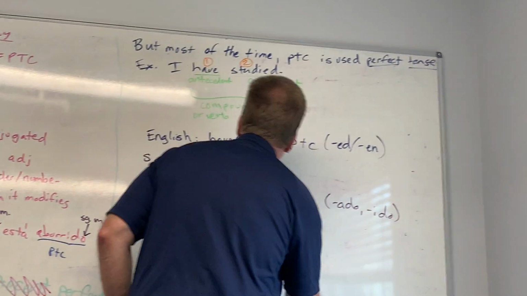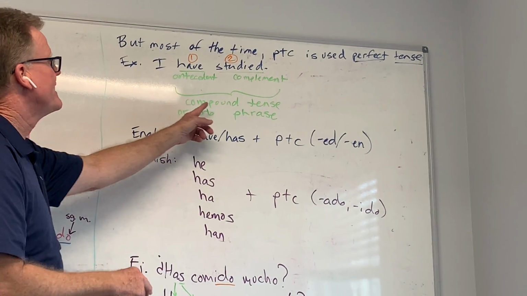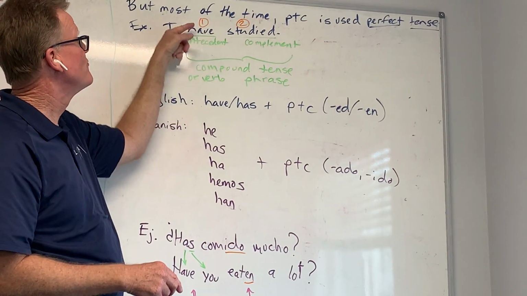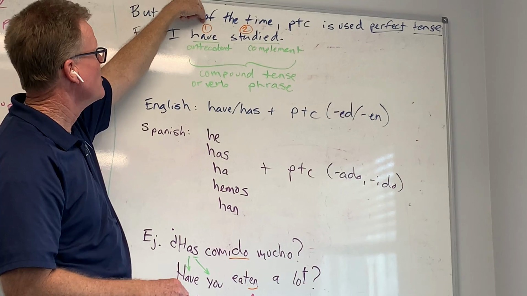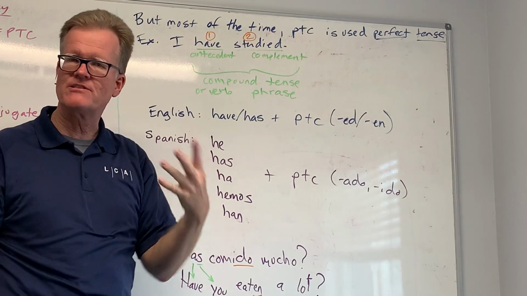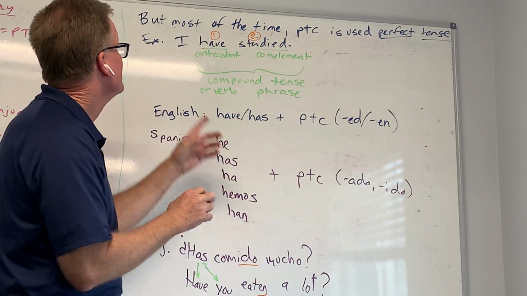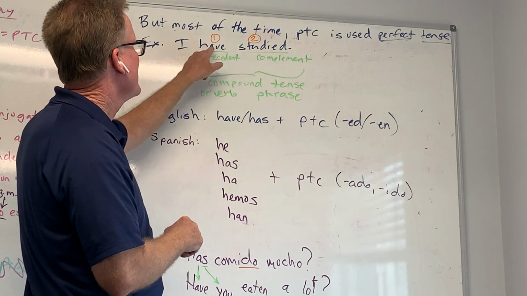Now, the perfect tense is a compound tense. In other words, there are 2 verb forms that work together. 1, 2. Like a bicycle built for 2. The 2 are together, okay? So this example in English, I have studied.